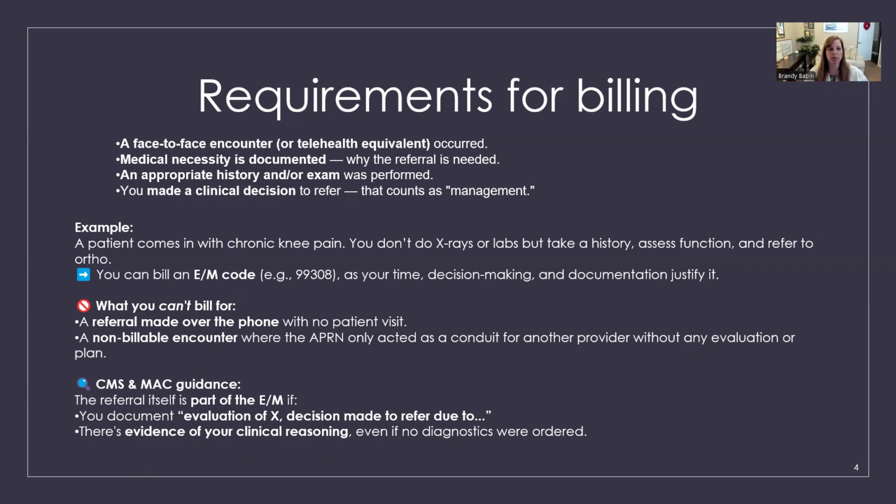So here's an example of an ortho patient. A patient comes in with chronic knee pain. You don't do x-rays, you don't do labs, but you do take a history, you do assess their function, and then you refer to an ortho. You can bill an evaluation and management code as a 99308 as your time, decision-making, and documentation justify it. So you've done the assessment, you've taken the history.